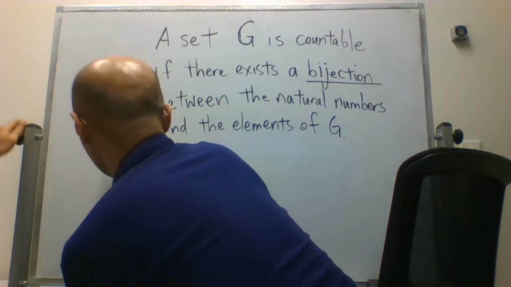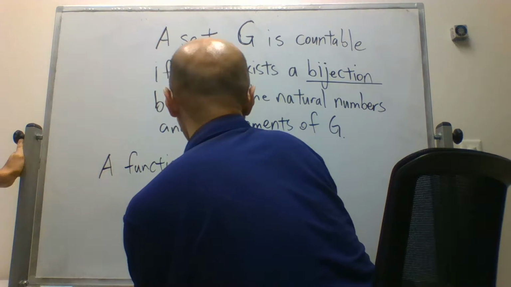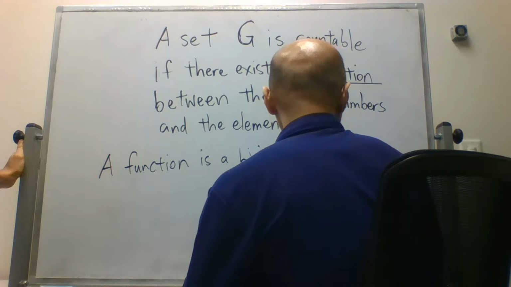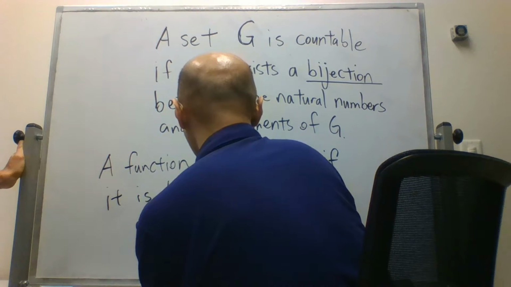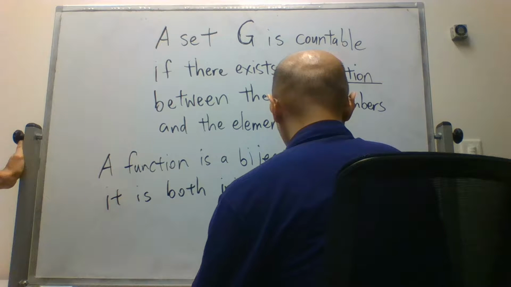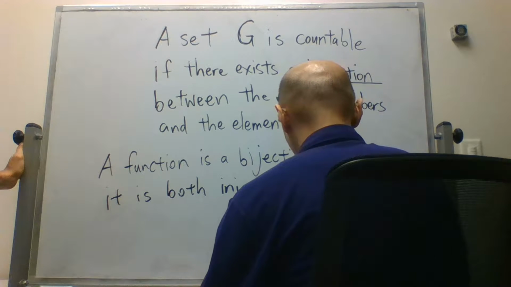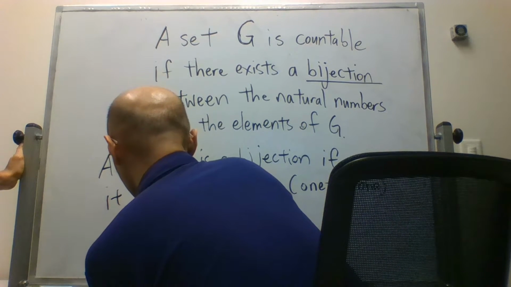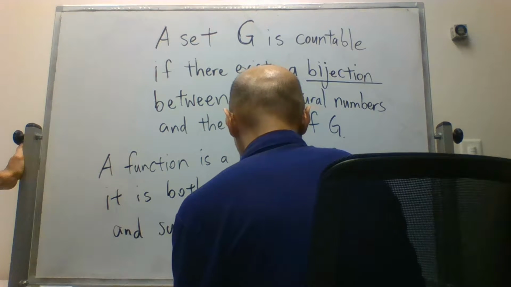A function is a bijection if it is both injective, also known as one-to-one, and surjective, also known as onto.